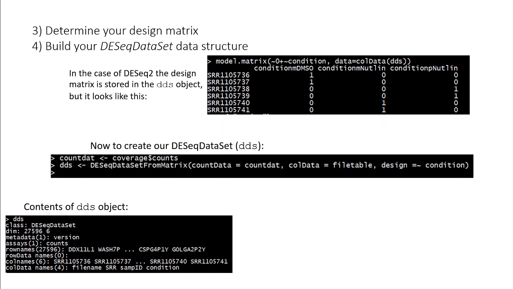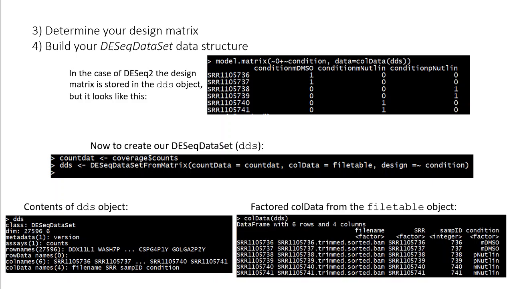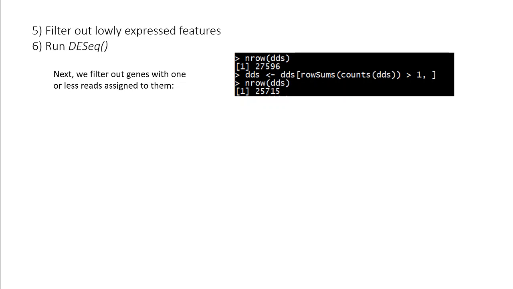We can now look at the contents of the DESeq data structure by calling it by name. Here we see a lot of metadata in addition to the counts table. Furthermore, we can see that the contents of the sample table is now contained in the column data, which can be displayed with the function colData. Next, we have the option of filtering out lowly expressed genes prior to calling the main DESeq routine.